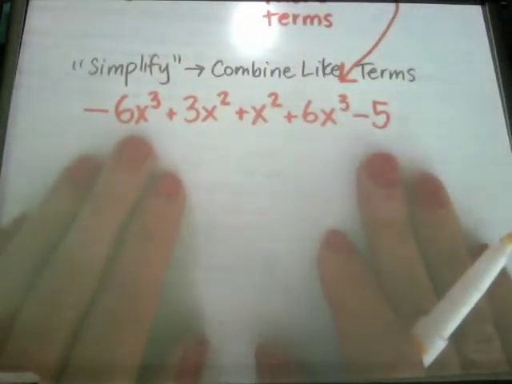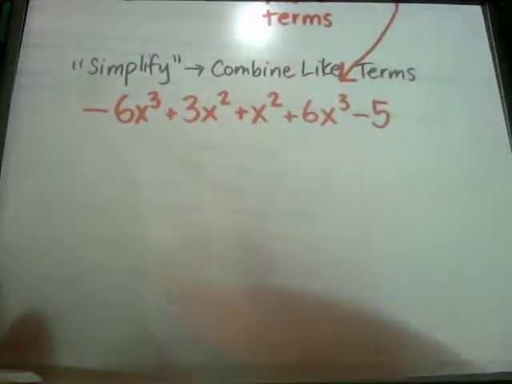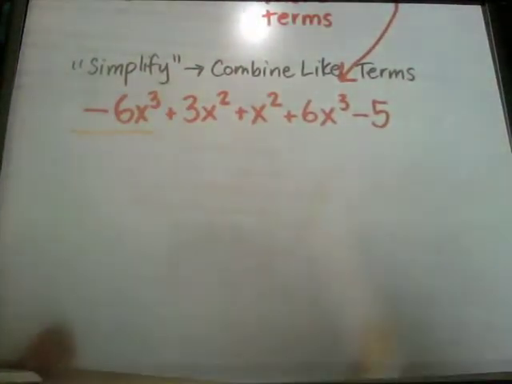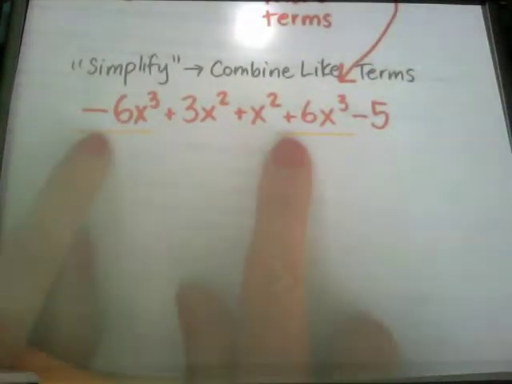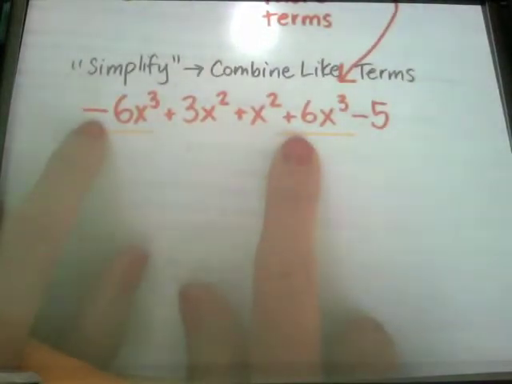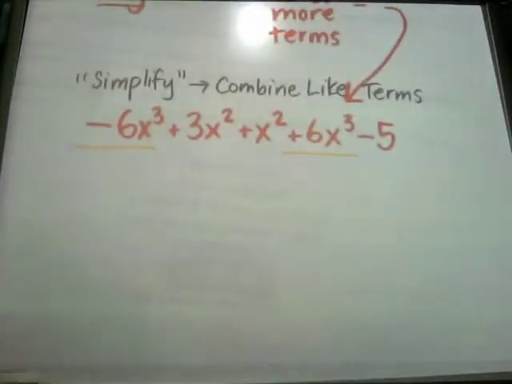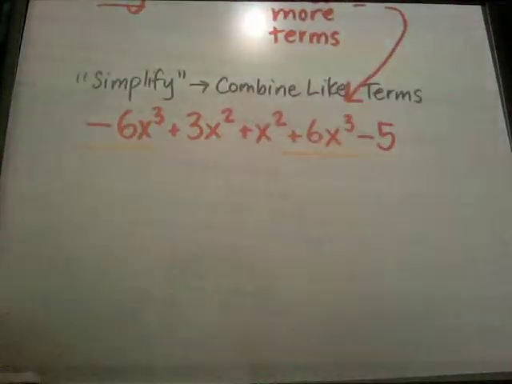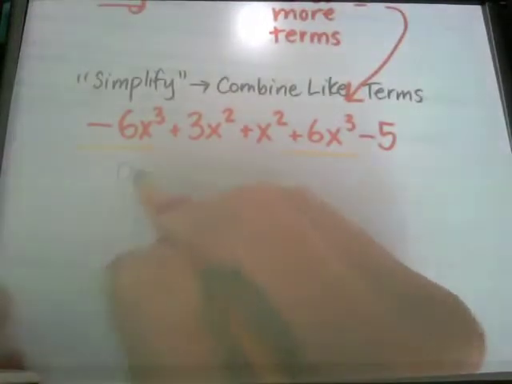CJ, give me a pair. Okay, again, looking at the signs that are in front, include the sign with the term. Negative 6x cubed and positive 6x cubed. What's going to happen when I combine those? How many x cubes do I end up with? Diego? 0. Okay, good. We end up with 0x cubed.